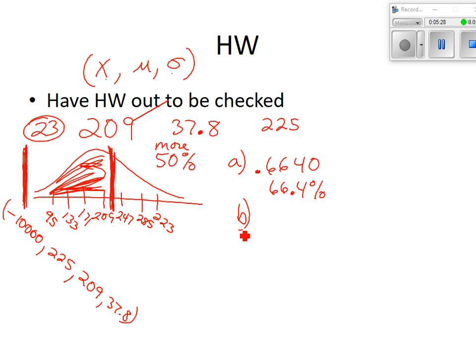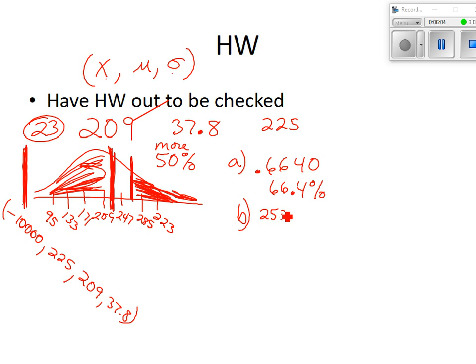Part B says, 250 U.S. men in the 35 to 44 age group are randomly selected. About how many would you expect to have a total cholesterol greater than 260? 260 is going to be somewhere about here. We're looking at how many men out of 250 would have cholesterol higher than that.